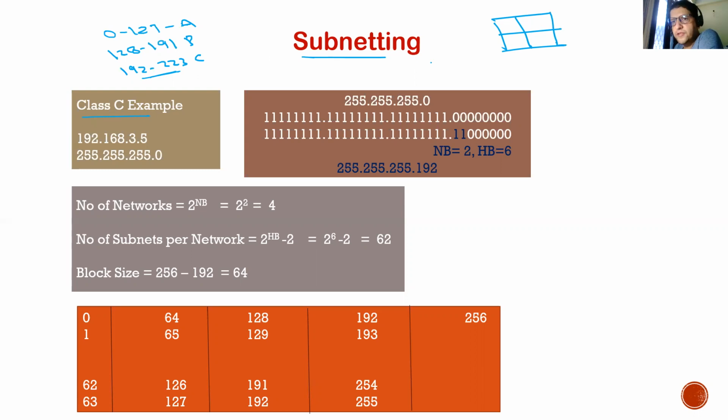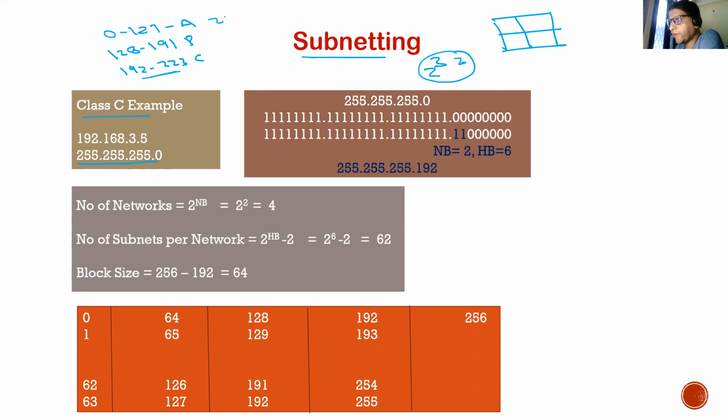One of the main reasons was that IPv4 has a limited address space, 2 to the power 32. Because of this, 2 important concepts came into the picture: one was NAT and one was subnetting, to save these IP addresses. So I have taken a class C example here. The first thing we need to do is convert this into binary. So this is the binary conversion. I have taken 255.255.255.0, that's the default for class C.